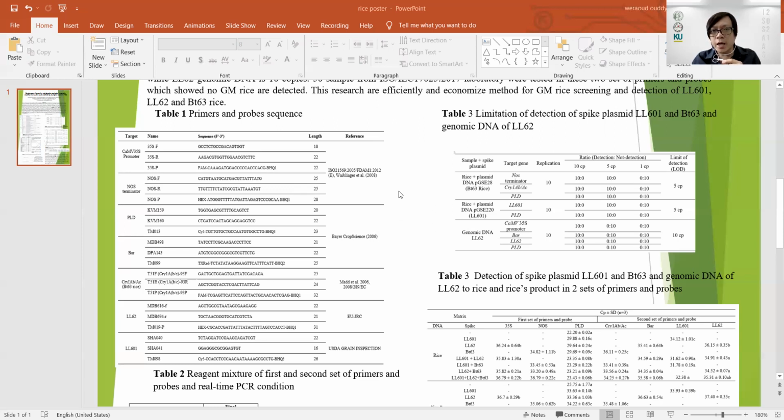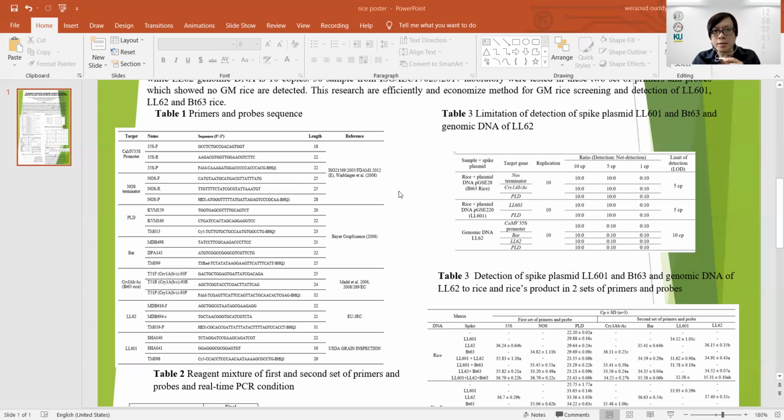But for the genomic DNA of LL62, the 35S promoter, bar gene, LL62, and also PLD had a limit of detection at 10 copies. After that, we tested the efficiency of these 2 sets of primer and probe, that is, whether they can screen and detect in single spike, double spike, and also triple spike.